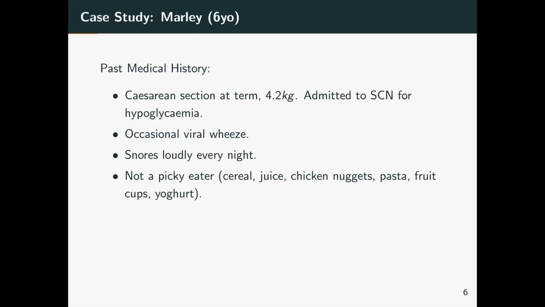Bit more past medical history for Marley. She was born at term by caesarean section. She was a bit big and had some transient low sugar. She occasionally gets some viruses and wheezes a bit. She snores loudly every night. She's not a picky eater at all. In fact, you can see that most of the food groups are represented here.